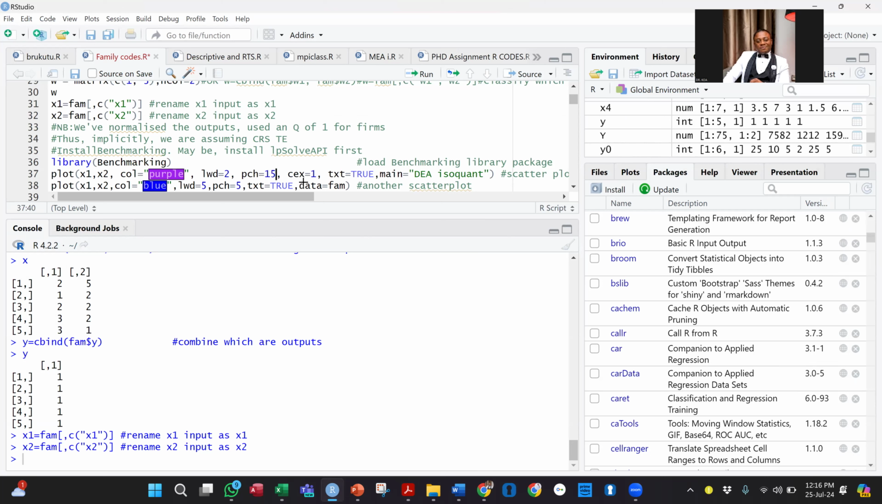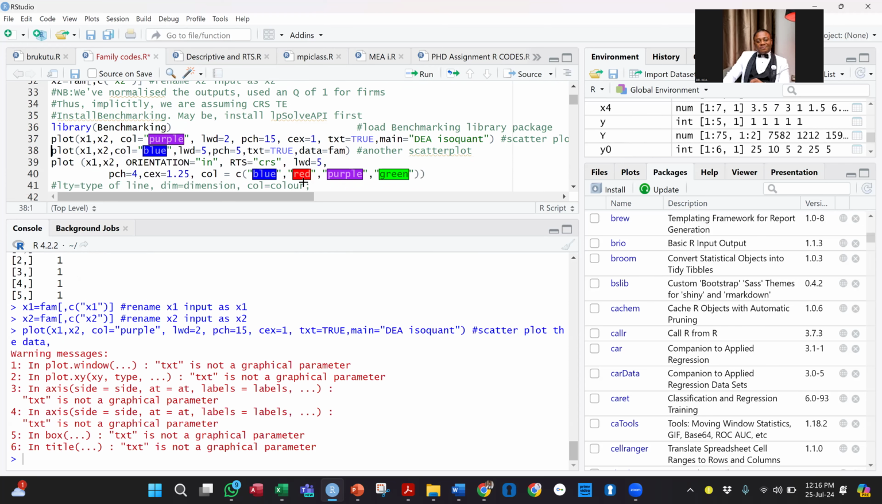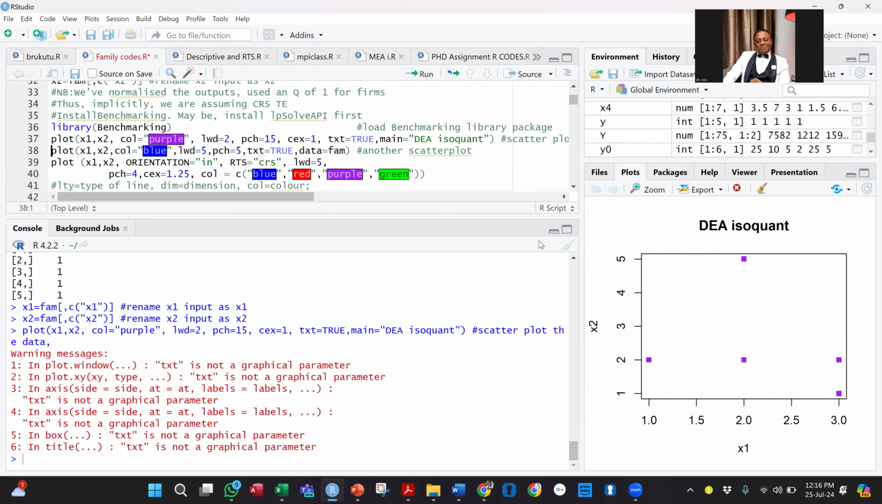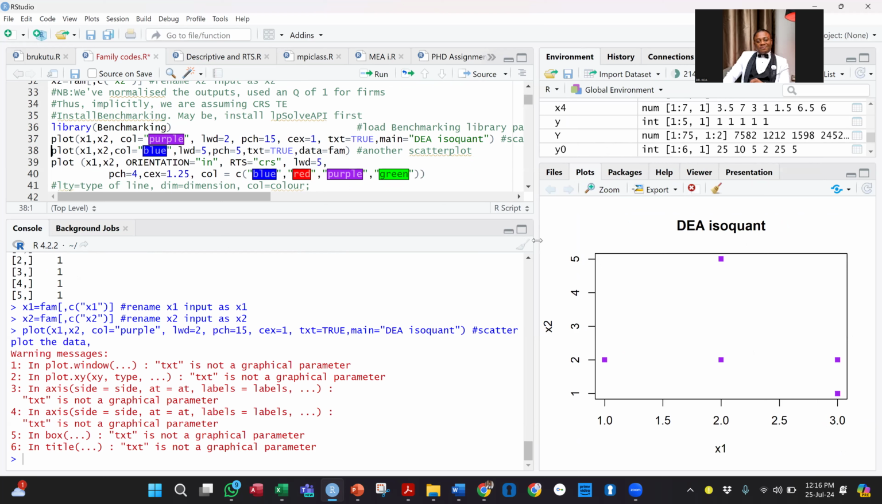Let's do that and see. I'm going to do that here. And then on the right, you can see how mine is looking. See, that's a scatter plot of the data for mine. You should run yours and you should be able to get a plot.